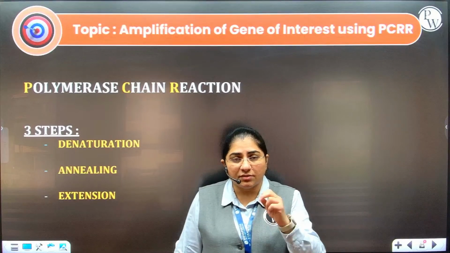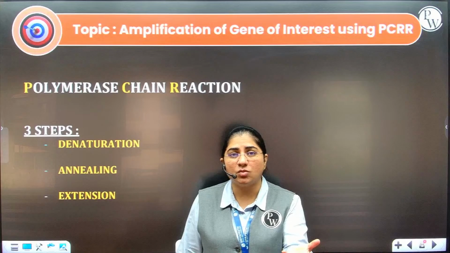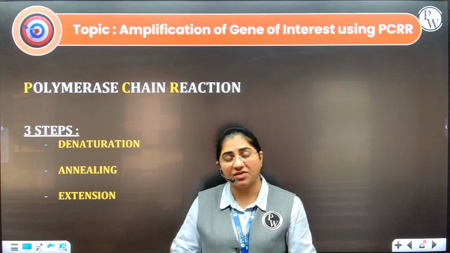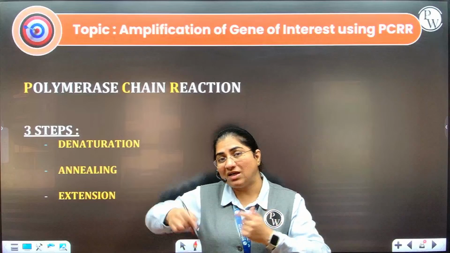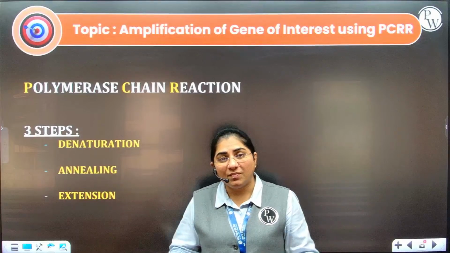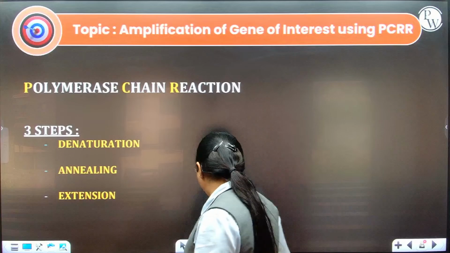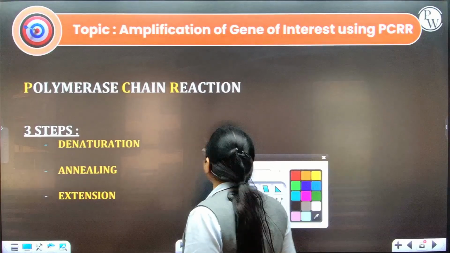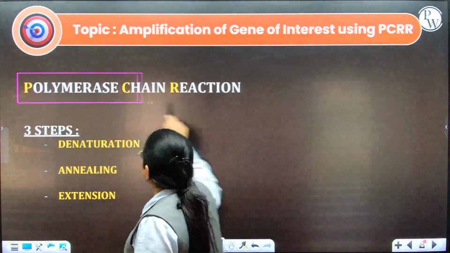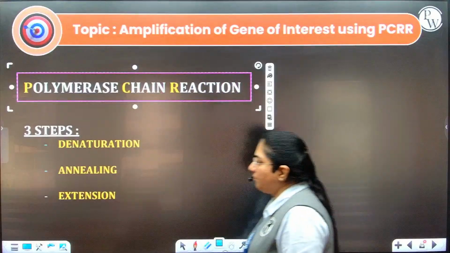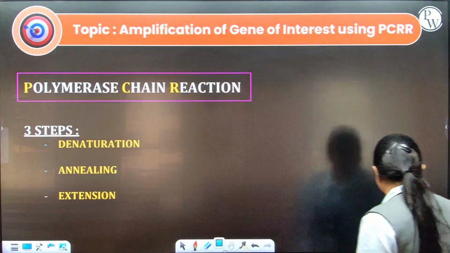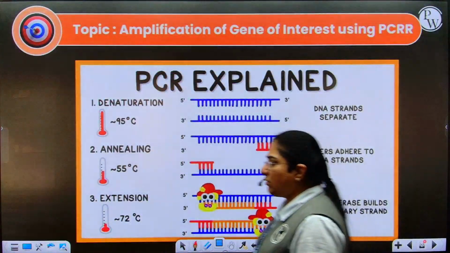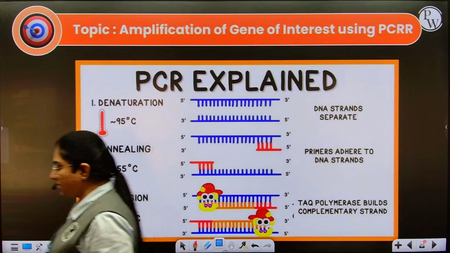What if something drops down, it doesn't work, it doesn't bind? It will be a waste, and we'll have to start from step number 1. So we will have to make multiple copies of it. How do we make multiple copies of it? With the help of a process called polymerase chain reaction, which has 3 steps: denaturation, annealing, and extension. Now, the entire procedure is summarized here in this table.